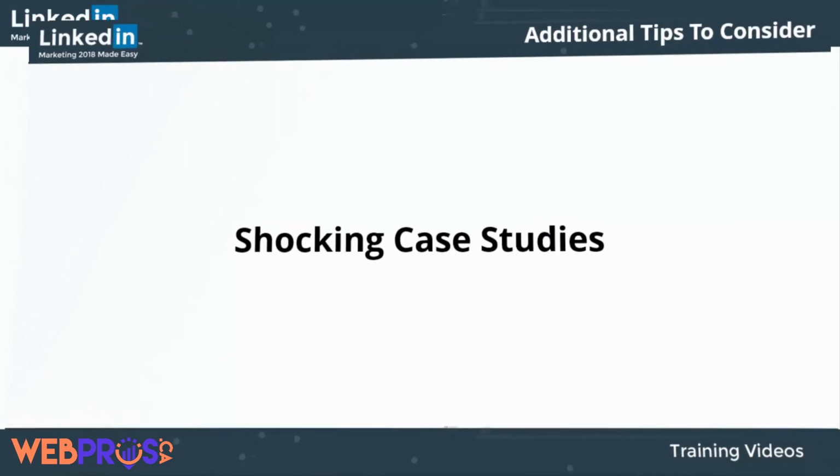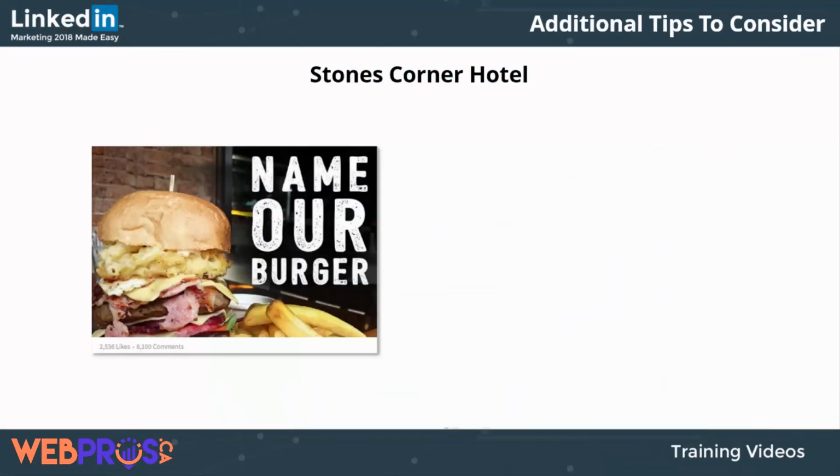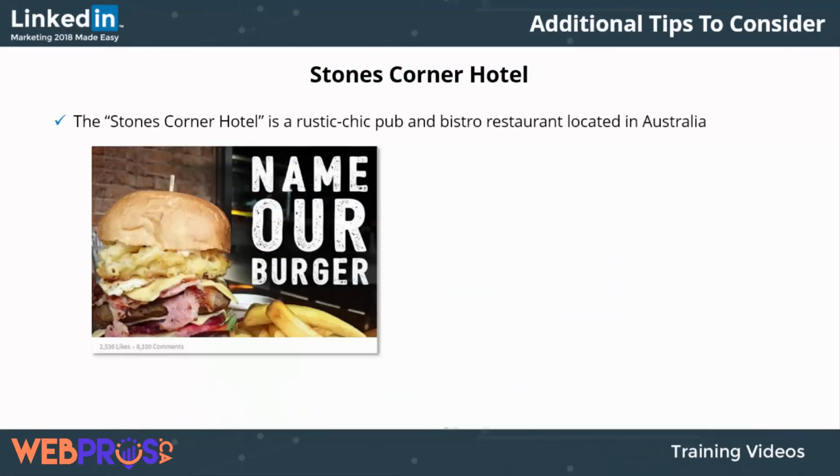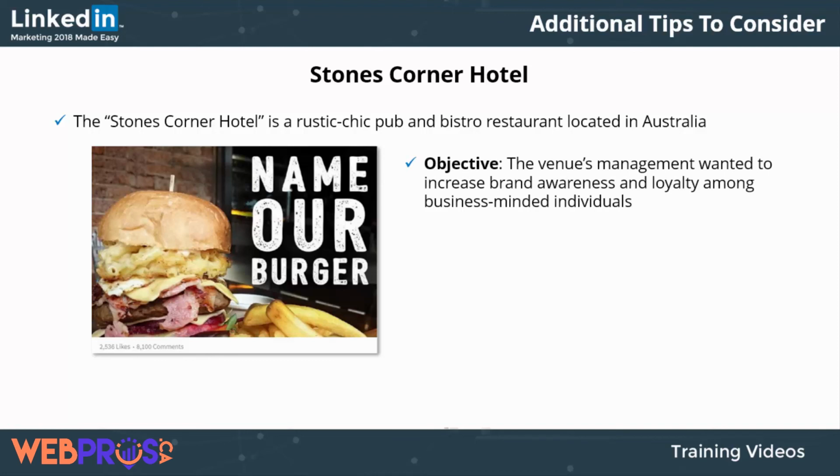Shocking case studies. Stone's Corner Hotel. The Stone's Corner Hotel is a rustic chic pub and bistro restaurant located in Australia. Objective: the venue's management wanted to increase brand awareness and loyalty among business-minded individuals.